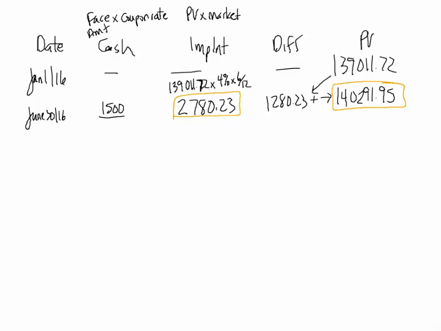Okay, so now let's look at December 31st, 2016. What are we going to pay? We're still going to pay $1,500. What is the implicit interest that we're paying? Well, it's going to be the $140,291.95 multiplied times the 4%, multiplied times the 6/12 because it's only 6 months of interest.